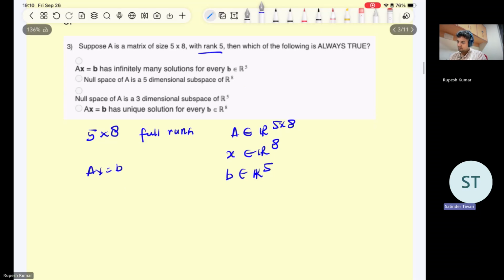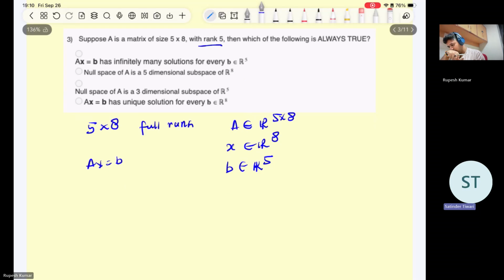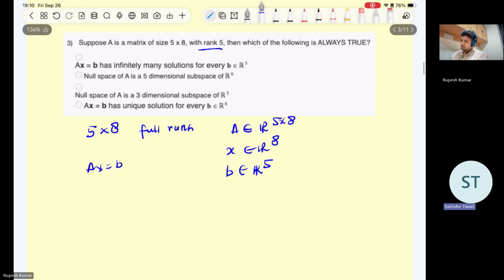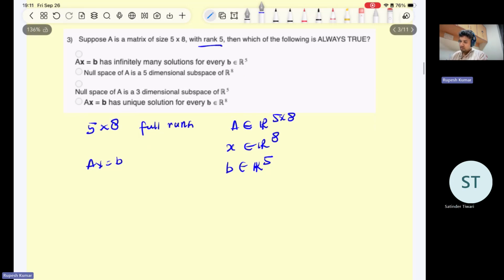Okay. So can we apply the rank nullity theorem here? What will be the null space in this case? A three-dimensional subspace of R8. If we apply the rank nullity theorem like this, so try to look at it like this. You have five equations, right? And eight unknowns, right?